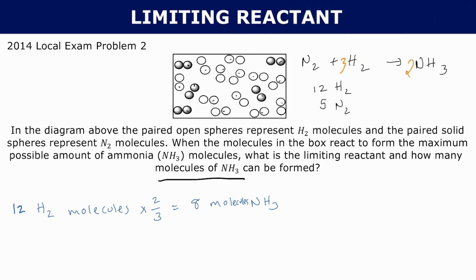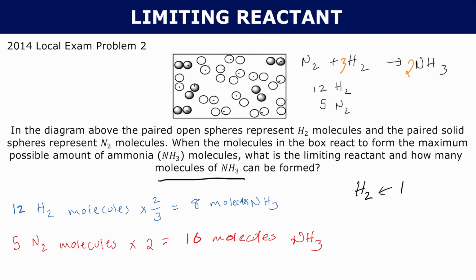And I'm going to do the same thing for the nitrogen. So we have 5 nitrogen molecules, and we multiply this value by 2, since ammonia and nitrogen are in a 2:1 ratio, and that gives us that we can form 10 molecules of NH3. Since we can produce fewer molecules with the hydrogen, that means hydrogen is our limiting reactant. So H2 is our limiting reactant, and we can produce 8 molecules of NH3 with it, and that's our answer.